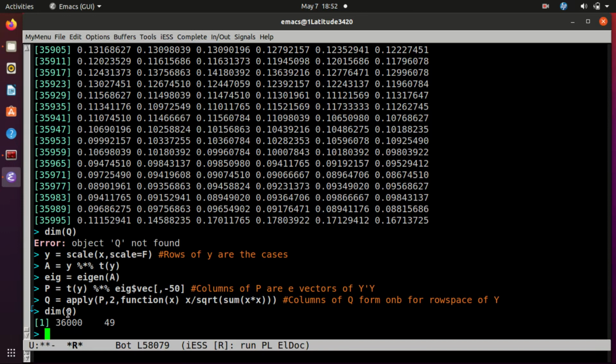gives me an orthonormal basis for this subspace. Remember, this subspace is inside R to the power 36,000, so all the vectors in Q are of size 36,000, and we have 49 of them which are unit vectors and perpendicular to each other. So this gives me the basis.